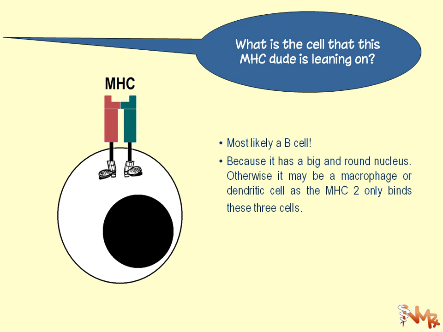Of course, the dendritic cells have those dendrites on them, those hair-like projections on their surfaces, and there are no hair-like projections on this cell. But anyhow, this is most likely a B cell. And remember, earlier I said that B cells can also act as antigen-presenting cells.